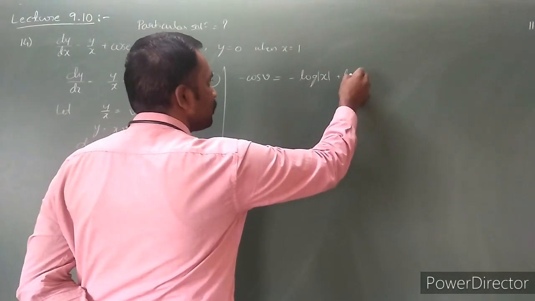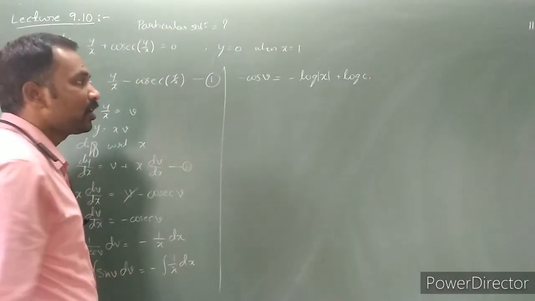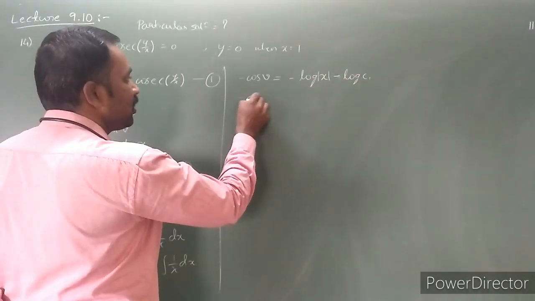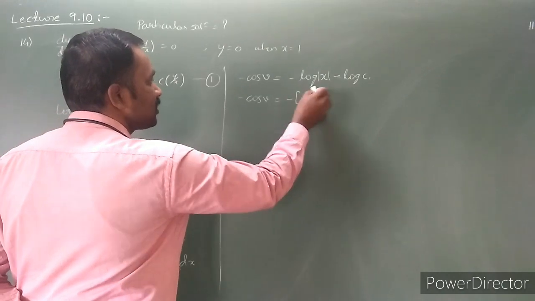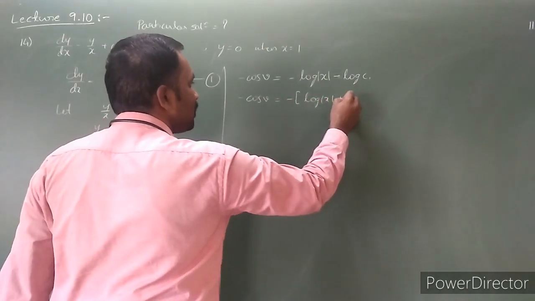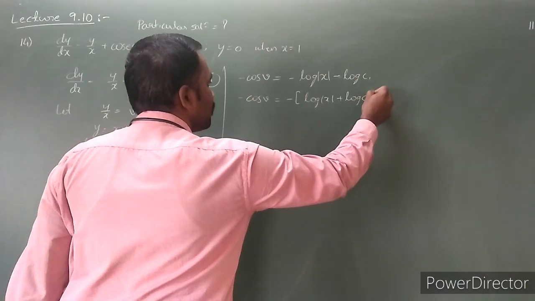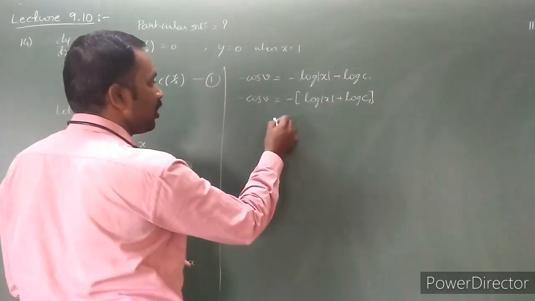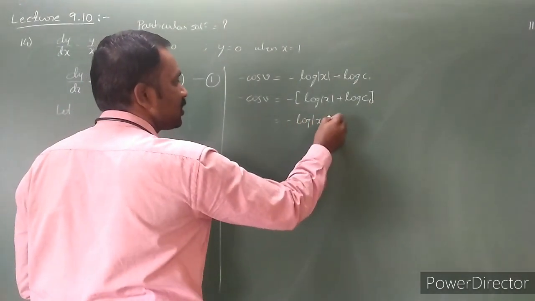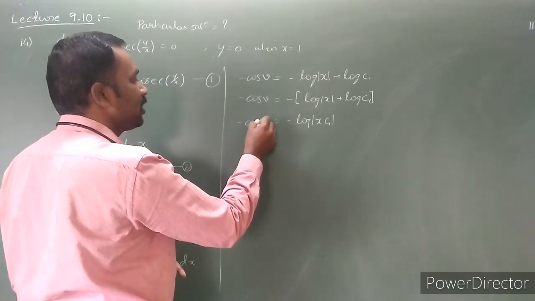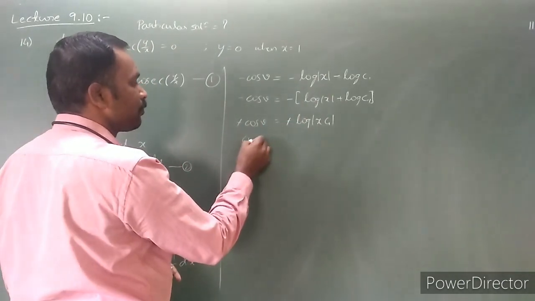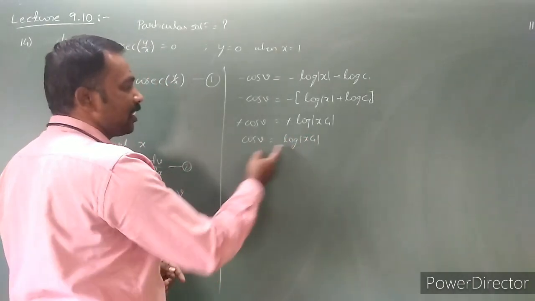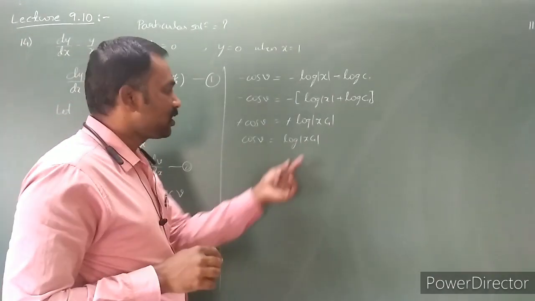So I just write plus log of c1, or else you can write minus log of c1, none of the same. Here minus cos of v is equal to minus, common, log of mod x plus log of c1. What is log of mod x plus log c1? Log m plus log n is log of mn, so log of x into c1. On the left hand side, minus cos of v; minus gets cancelled. Cos of v is equal to log of mod x c1. We can eliminate the log, so e power cos v is equal to x into c1. In that way also, right?